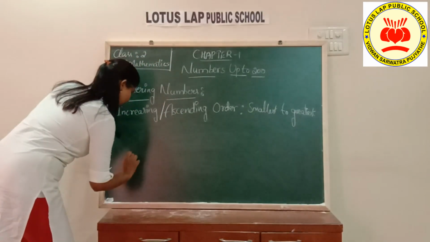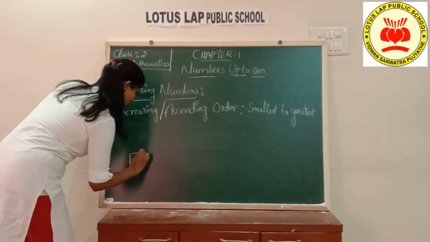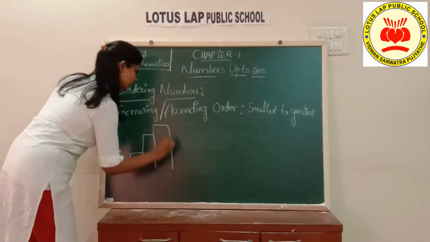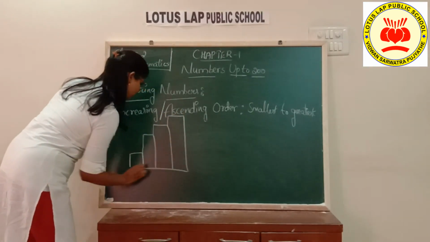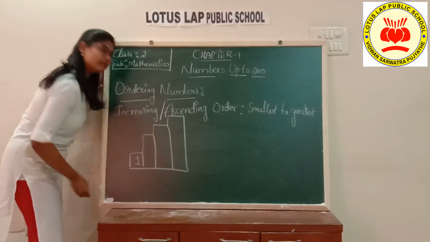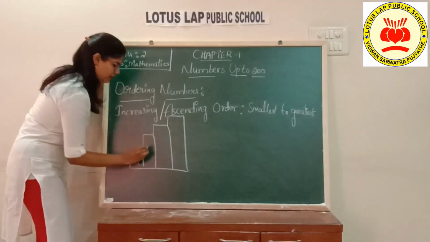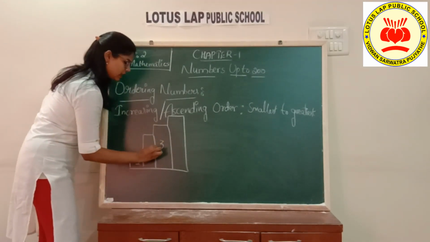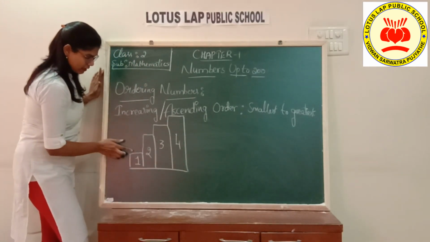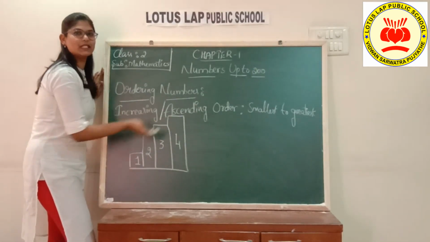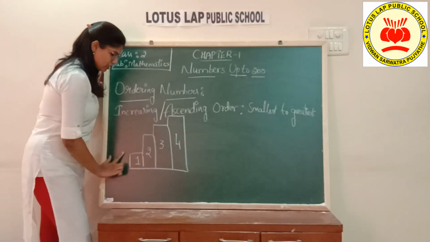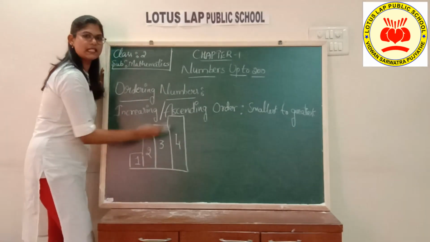Okay. Here you will have steps in your home. Okay. I consider these are my steps at home. Okay. Here step number 1. Step number 2, 3, 4. As you can see here, the height of the steps is increasing, right? From smallest to biggest. Here the height of the steps is increasing.